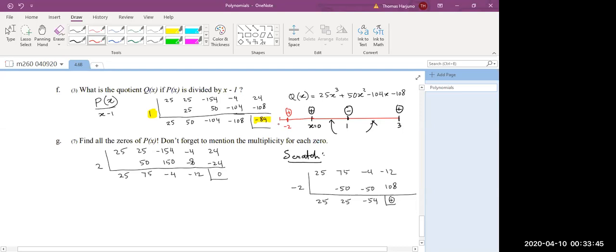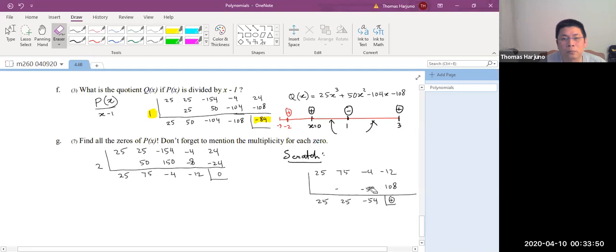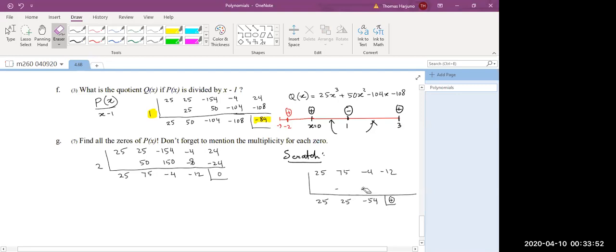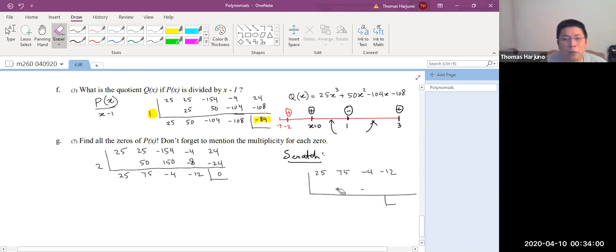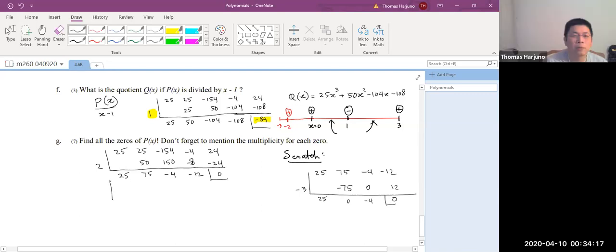Let me try, let's say -3. I think -3 will work. You want to try? Okay. Right? So let me go on. So I will try -3.